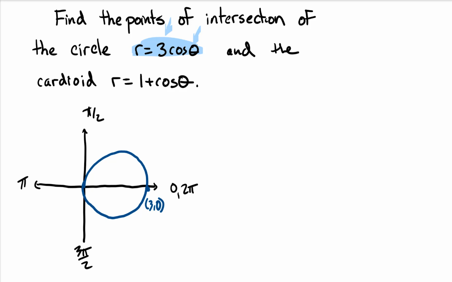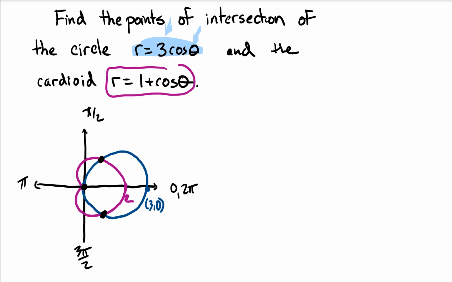Neat. Now let's do our 1 plus cosine of theta. We know where that is, right? That's going to be at 2. And it comes through and hits somewhere. Does something like this. Goes through at 2, 0. Cool. So we want to find our points of intersection. Well, you can look and see we're going to have some points of intersection. We're going to look a little something like that.